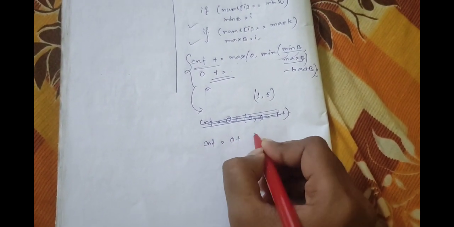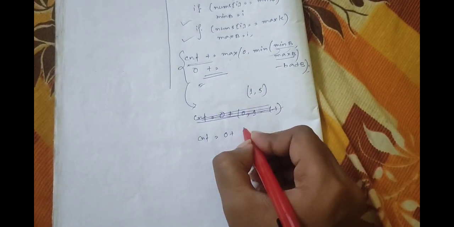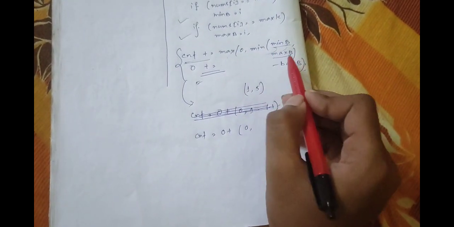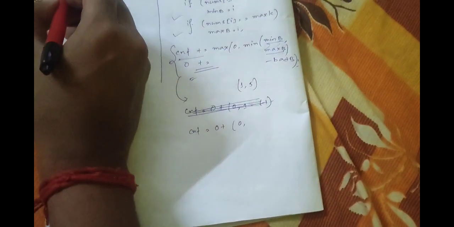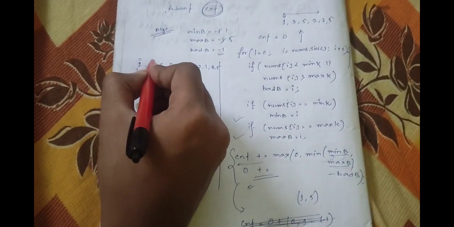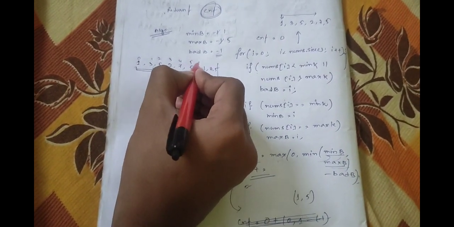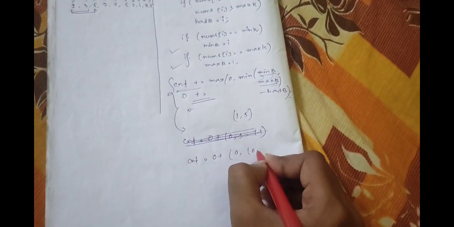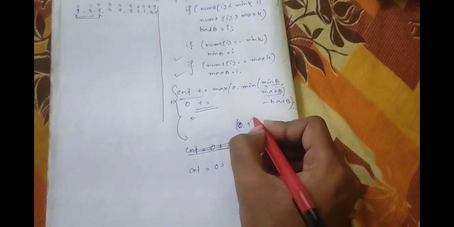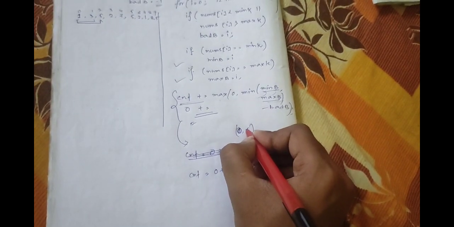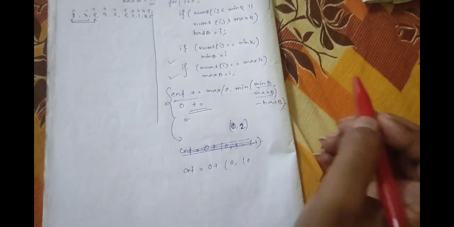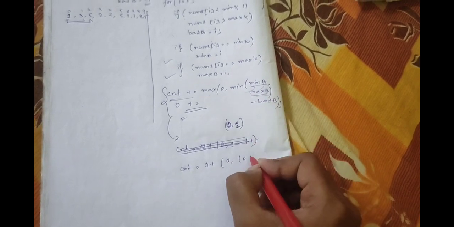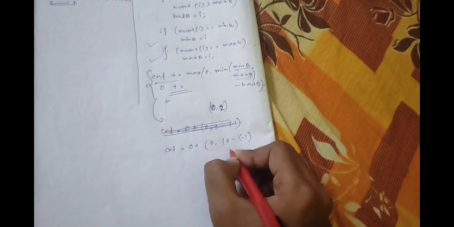The count is basically 0 plus max of 0 comma min of min bound and max bound. So the indices are 0 1 2 3 4 5 6 7 8 9. Okay, so the min bound is 0, and the max bound is 2. So min bound is 0 minus -1. 0 minus -1 gives 1.